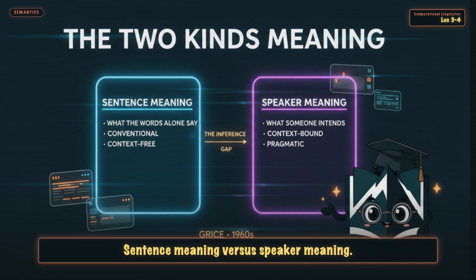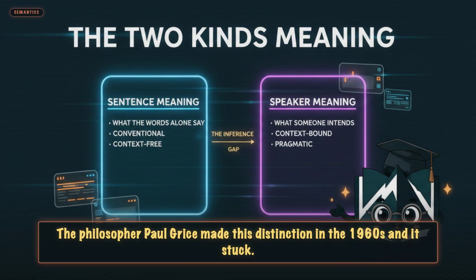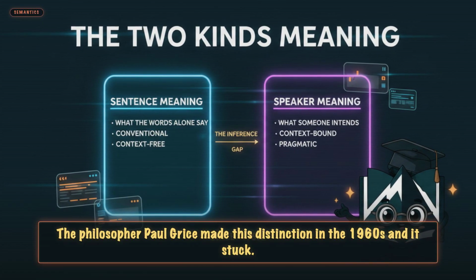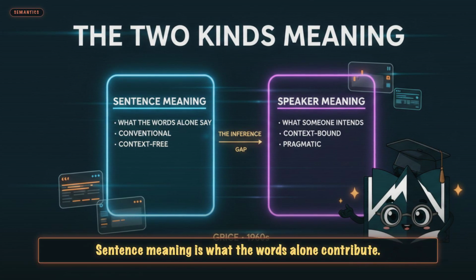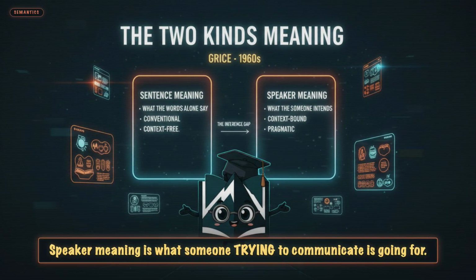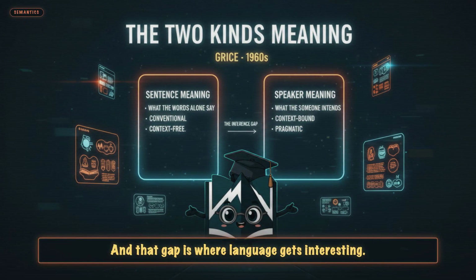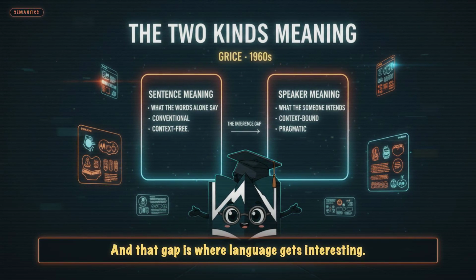Beat 1. Sentence meaning versus speaker meaning. The philosopher Paul Grice made this distinction in the 1960s and it stuck. Sentence meaning is what the words alone contribute. Speaker meaning is what someone trying to communicate is going for. Usually they overlap, sometimes they don't, and that gap is where language gets interesting.